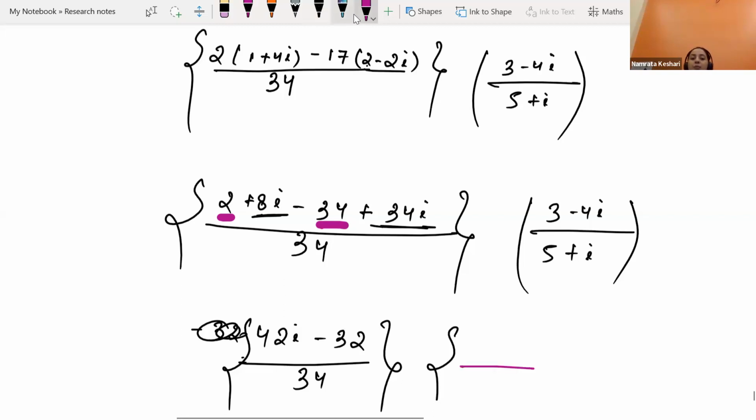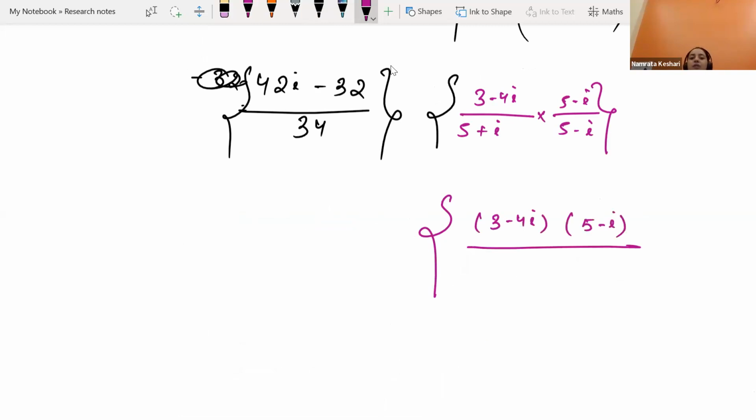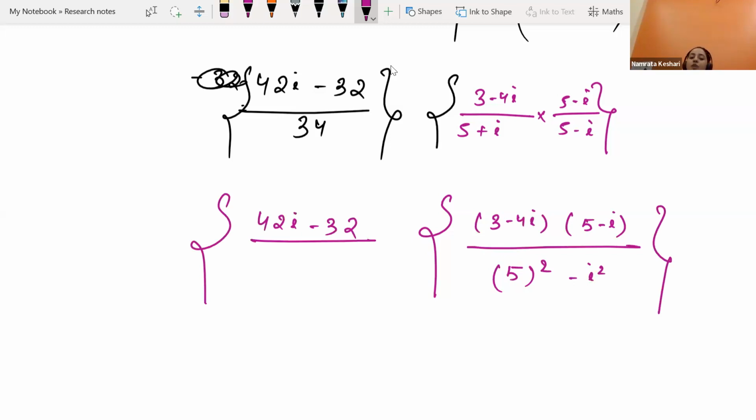We can say that we are multiplying with 5 minus i in the numerator and 5 minus i in the denominator. Okay, here 3 minus 4i is there. Let's do it. Anyhow, we have to apply the distributive property and multiply these two brackets. But the denominator is now sorted. It will be 5 square minus i square. This curly bracket will remain as it is: 42i minus 32, or minus 32 plus 42i, it's the same thing.